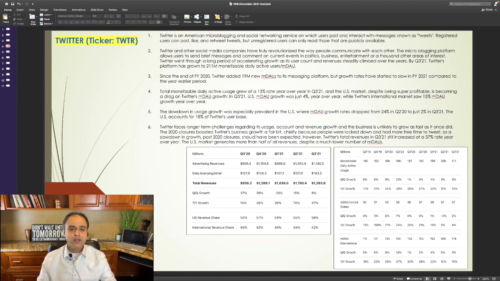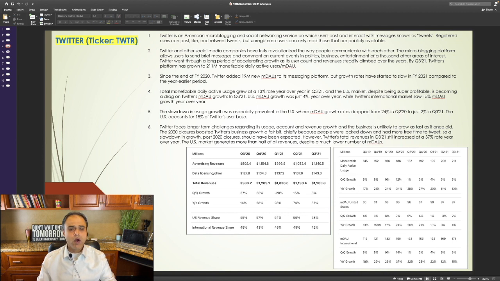Twitter and other social media companies have truly revolutionized the way people communicate with each other. The microblogging platform allows users to send brief messages and comment on current events in politics, business, entertainment, or a thousand other areas of interest.